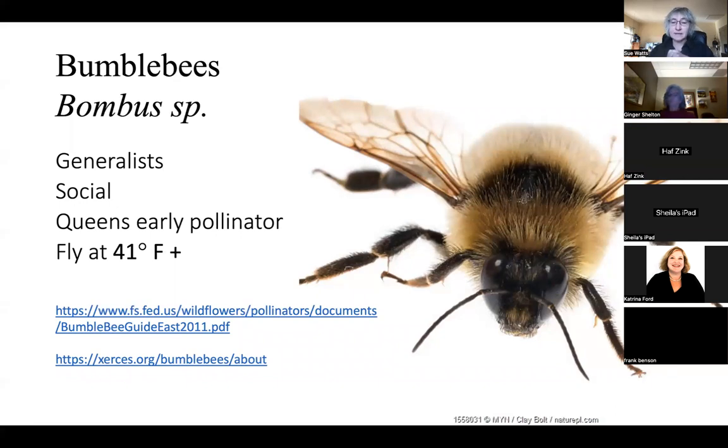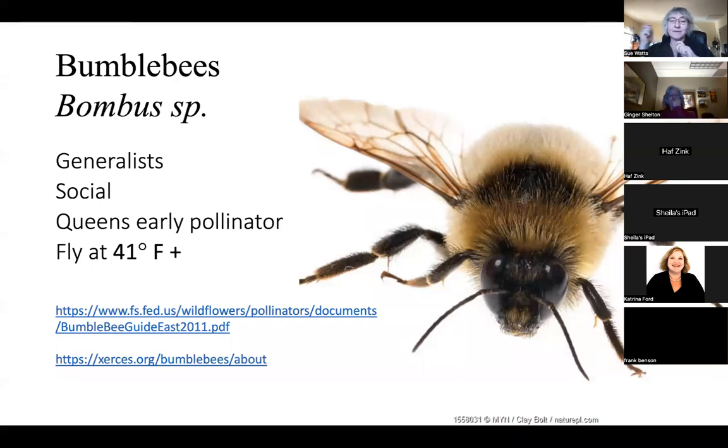Bumblebee queens are some of the earliest flyers because they can fly at 41 degrees Fahrenheit, which is pretty chilly for a bee. They can do this because of a number of things. One is that they have a nice fuzzy coat that again traps air. They can vibrate, and so they can warm themselves up. And they also are a relatively dark color, so they can absorb some of that heat from the sun.